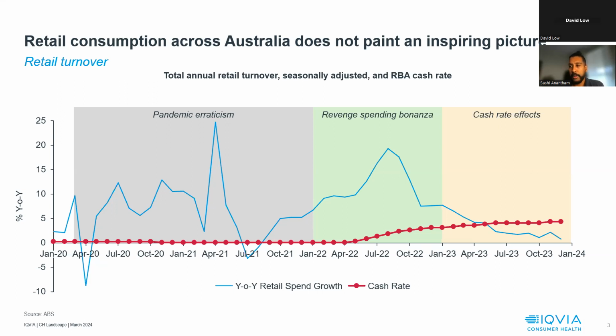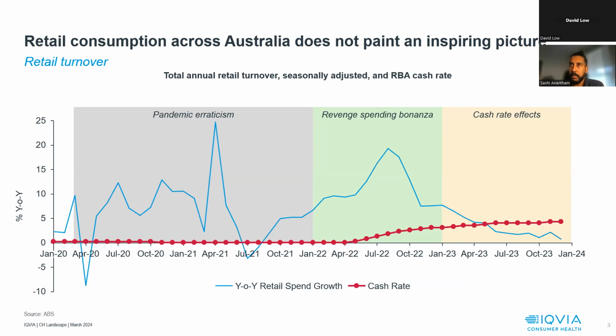That then cooled down as we went into a second round of lockdowns across Australia, which was the second half of 2021. And then we ended up in 2022 with a revenge spending bonanza as consumers came out of lockdown, flushed with cash, very low debt burden. And so naturally, there was a lot of spending, a lot of travel, and so on.